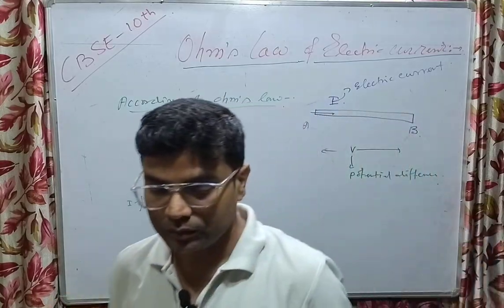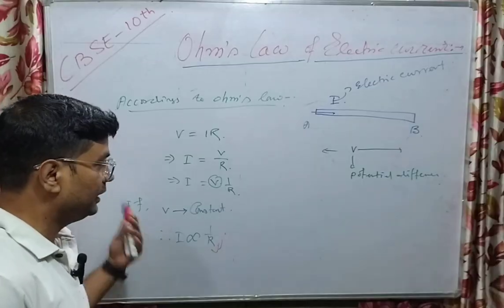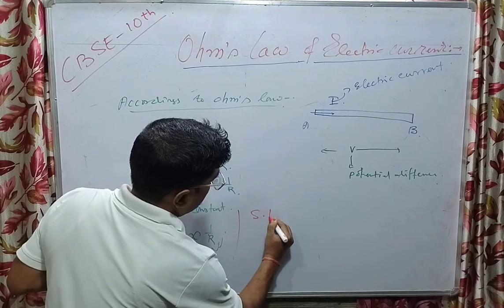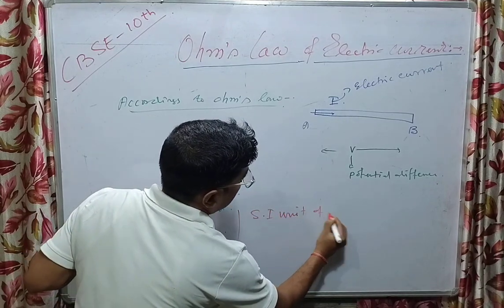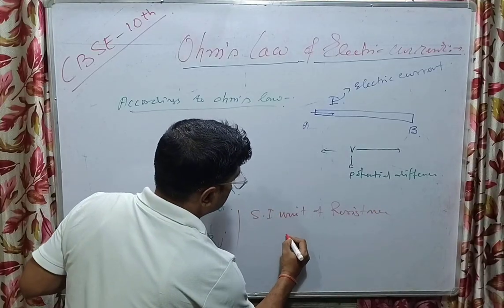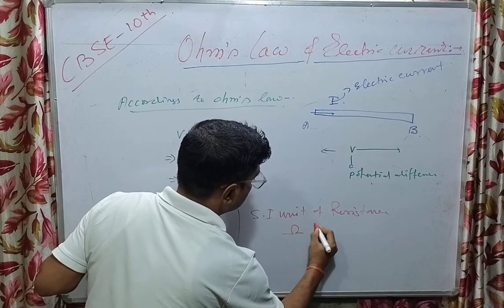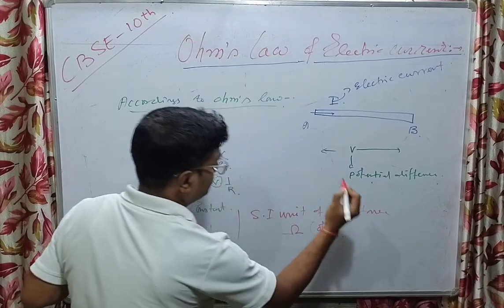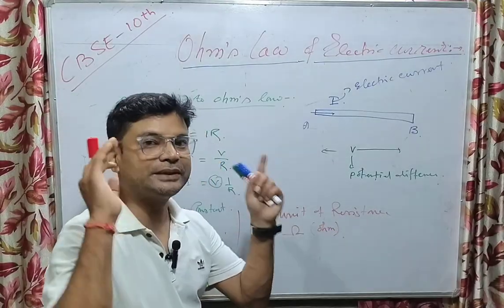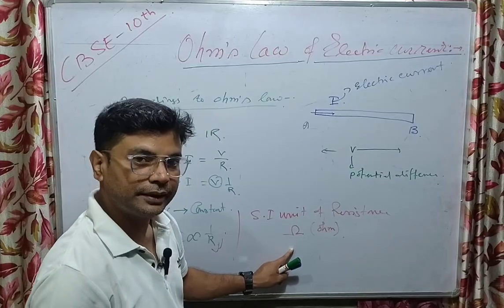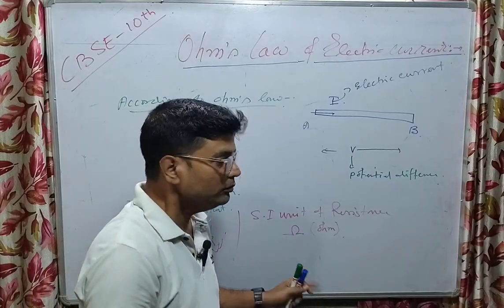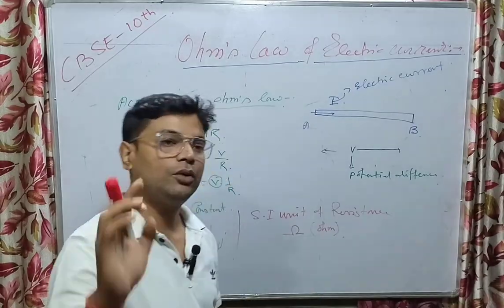Okay. The unit of resistance. See, the SI unit of resistance is Ohm. And the symbol to represent Ohm is this. Clear? The symbol to represent resistance is Ohm. The SI unit of resistance is simply Ohm.